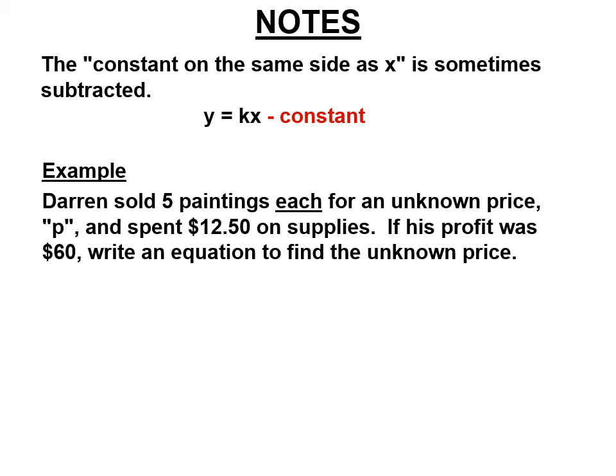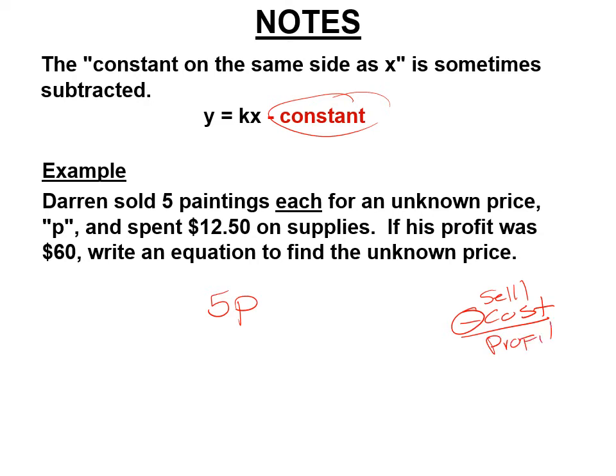All right, so here is where it is a subtraction. It's hard to write them though. Very few are like that. Darren sold 5 paintings each for an unknown price. So it's 5 times P, 5 times the price. And he spent $12.50 on supplies. Now let's see, profit is what you sell it for minus the cost. So this is where our minus is coming in, right? And that gets us our profit. So we sold 5 paintings for P, but we spent $12.50, so it's minus 12.5.